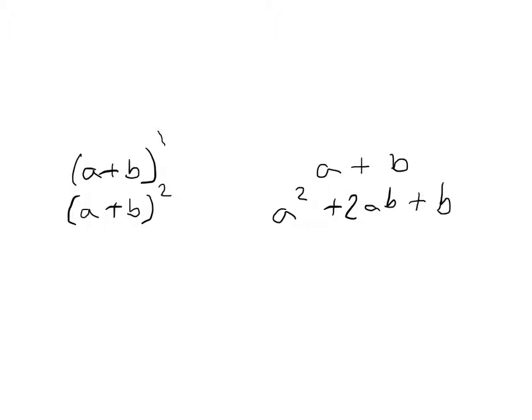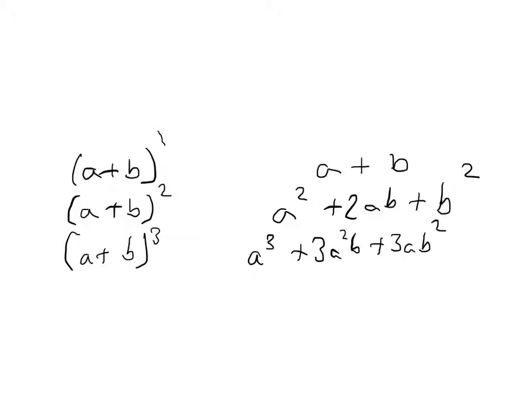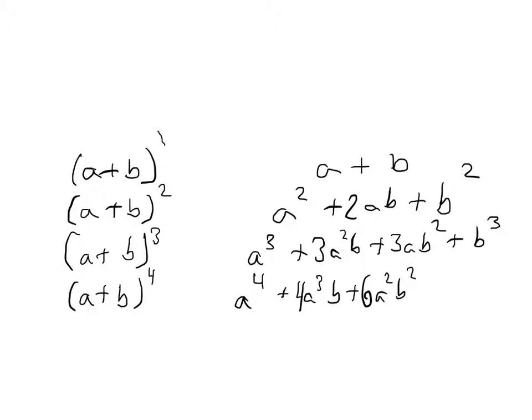And if we cube a binomial, well, we know the end terms are going to be a cubed and b cubed, but I also know relatively quickly that the middle two terms are 3a squared b plus 3ab squared. And I can also quickly do a plus b to the fourth, which is a to the fourth, plus 4a cubed b, plus 6a squared b squared, plus 4ab cubed, plus b to the fourth.